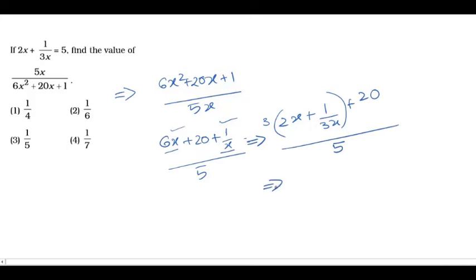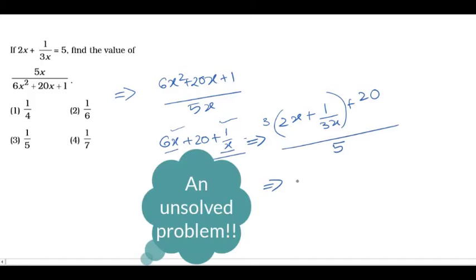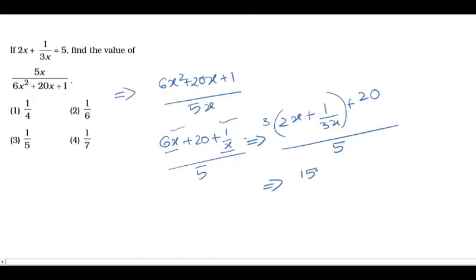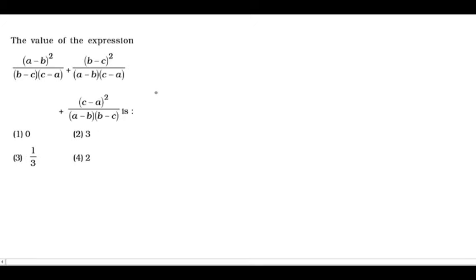Okay, now what do we have here? Anyway, they have given this value to us, that is 5. 15 plus 20 by 5, 35 by 5. We get 7, but initially we have reversed the numerator and denominator, so we should get the answer as 1 by 7.